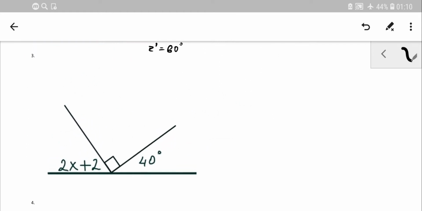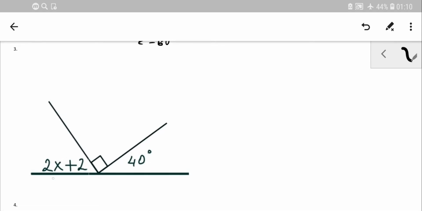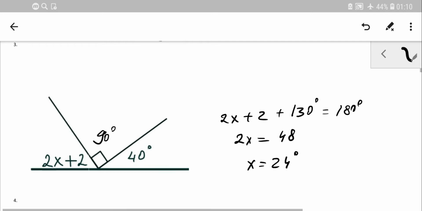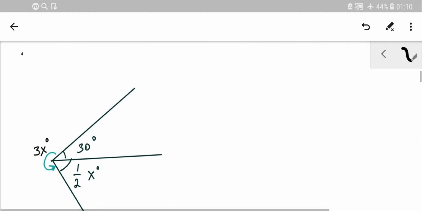Next one, problem number 3. So we have 2x plus 2 and 40 and a 90 degrees angle. Alright, so we'll put 90 and we'll arrange 2x plus 2 plus 90 plus 40, which is 130, is 180. That's an open angle. So from here, 2x is simply 48, and from here x is 24 degrees.